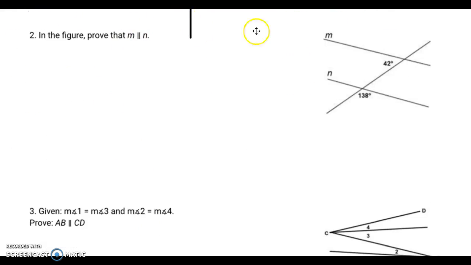Take a look at the next proof. It asks us to prove that M is parallel to N. Pause the video, try it out, and I will show you the answer in a moment.